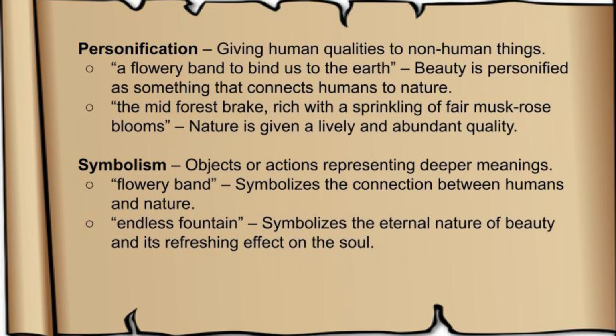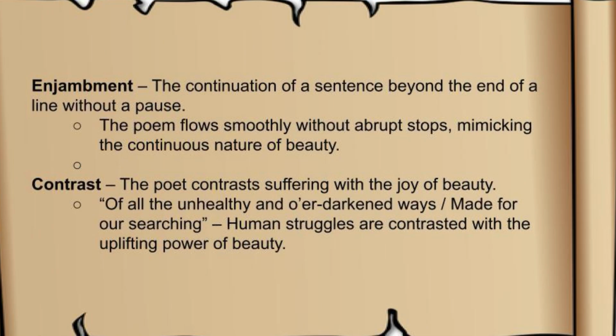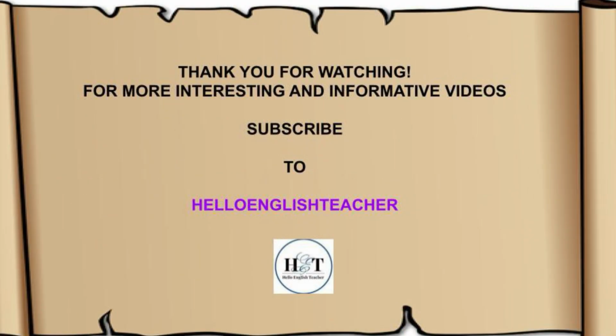So next one is symbolism, and a flowery band symbolizes connection between humans and nature. Endless fountain symbolizes the eternal nature of beauty. So next is enjambment. Here also you can see the flow of ideas continuously without any full stop. So this can also be seen as an example of enjambment. And contrast, the poet contrasts suffering with joy of beauty.